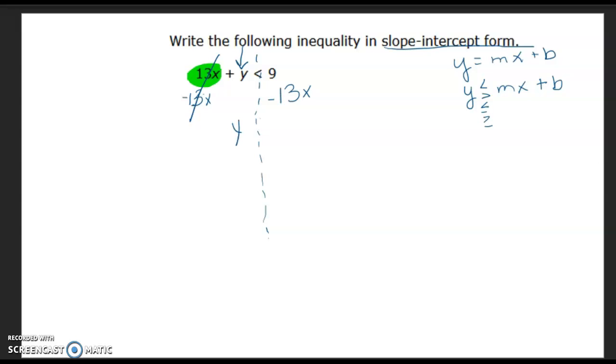Perfect. We have our inequality, and then we have 9 minus 13x. The reason why I didn't combine them is because the 9 doesn't have a variable and the 13 does. Because they are not like terms, we can't combine them.